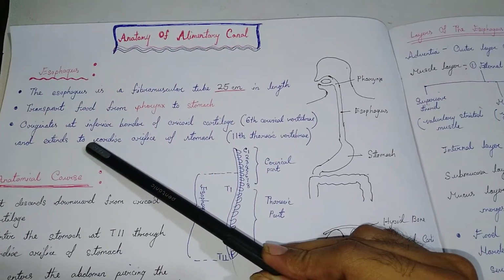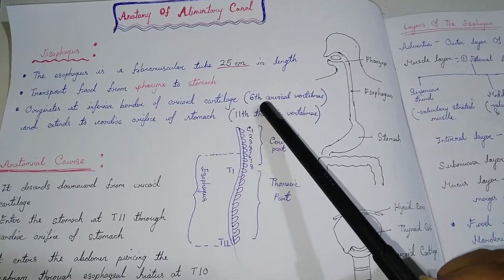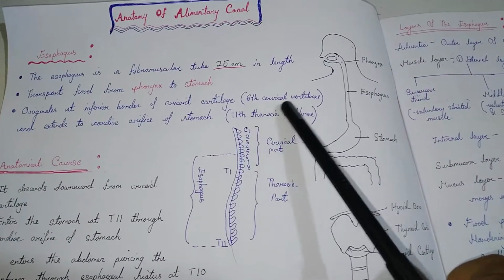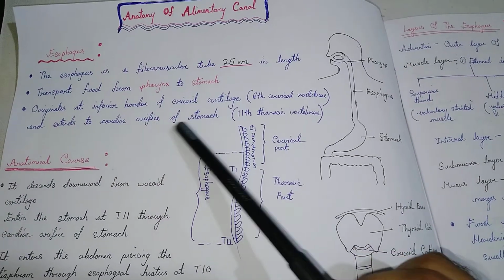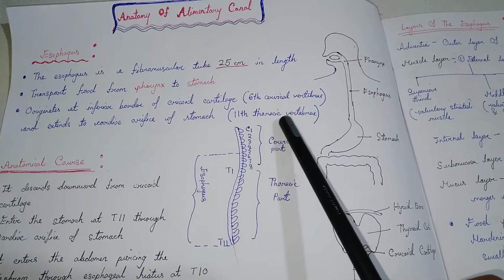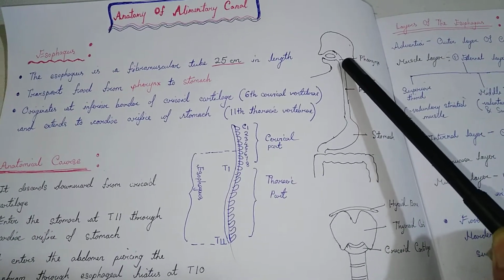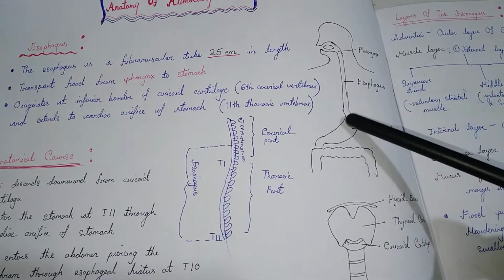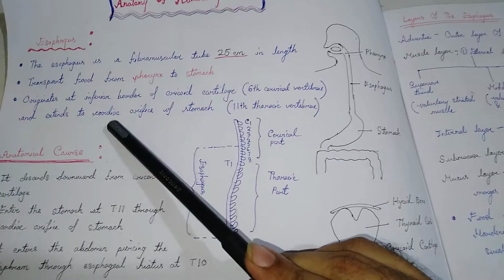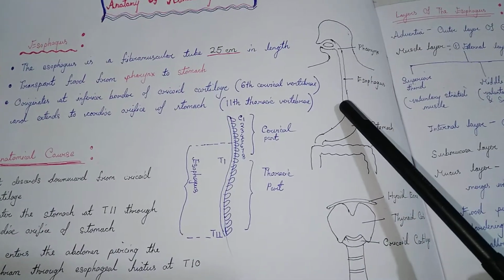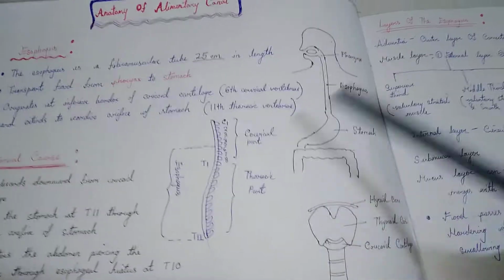The esophagus originates at the inferior border of the cricoid cartilage at C6 cervical vertebra and extends to the cardiac orifice of the stomach at the 11th thoracic vertebra. This is the pharynx from where the esophagus starts, and this is the cardiac orifice of the stomach. This cardiac orifice is this part, and it is at the level of the 11th thoracic vertebra.